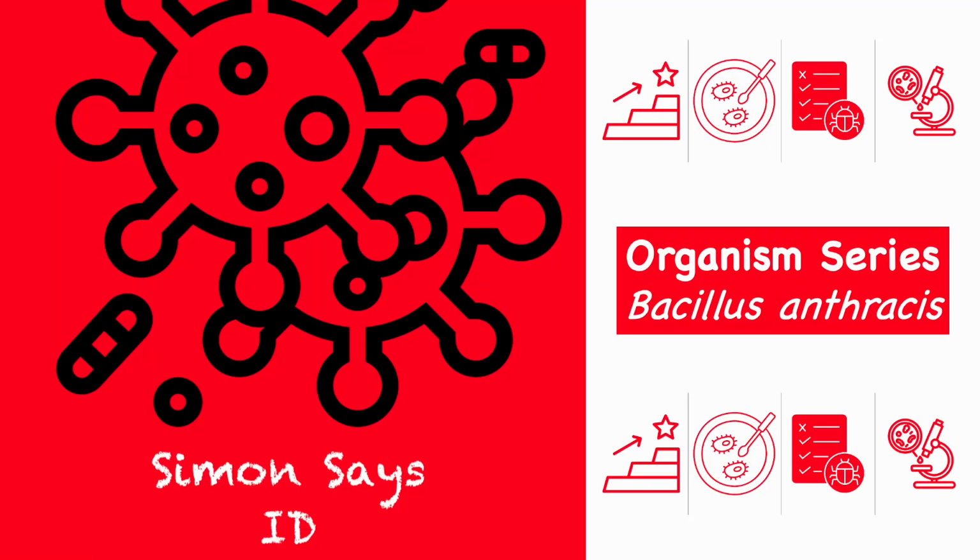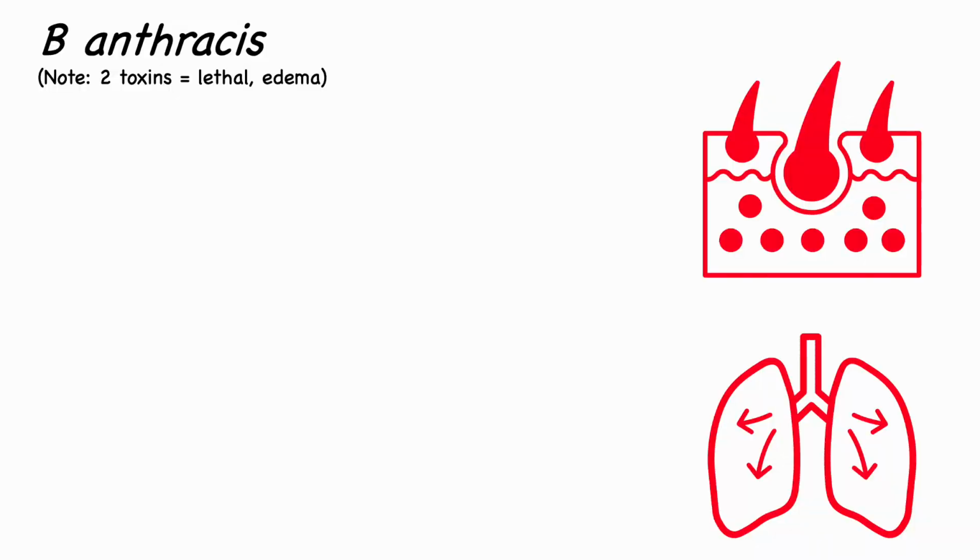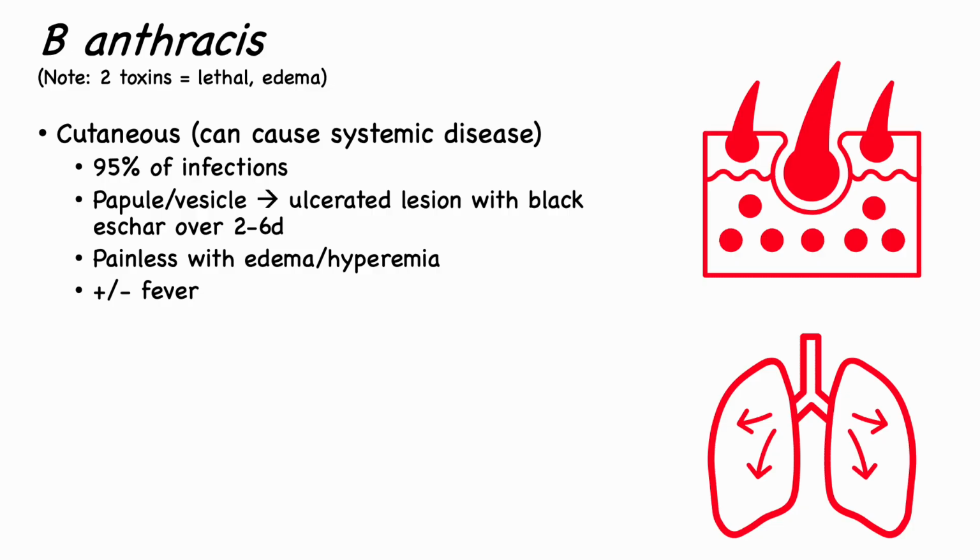Today we're going to talk about Bacillus anthracis. So anthrax presents with 4 different clinical phenotypes. The first one is cutaneous. It can progress into systemic disease, but often it doesn't. But it does represent the most common form of anthrax in humans.